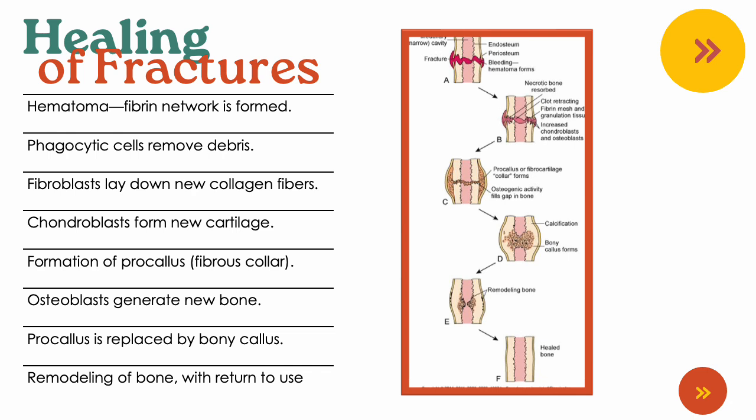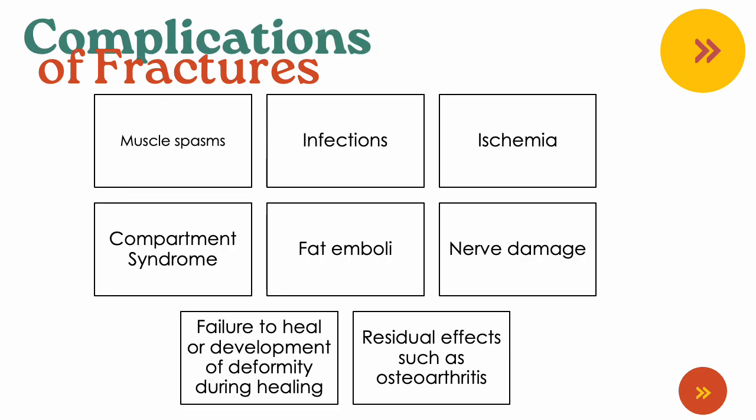Diabetes can definitely affect wound healing because of the way that that disease process works. So those are things to think about when it comes to complications of wound healing, and particularly of fractures. One thing you want to be aware of is the infection and ischemia, of course. You can have muscle spasms, fat emboli, nerve damage. Sometimes you do have failure to heal, or you may even develop a contracture or deformity during healing. And you may even have residual effects such as osteoarthritis due to the extent of the damage. So this is where we're going over those complications and details.